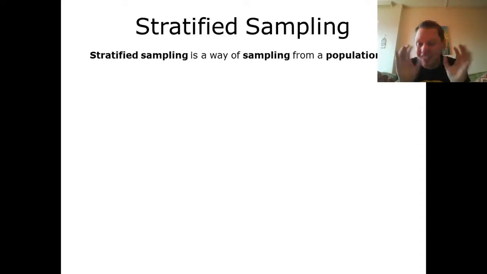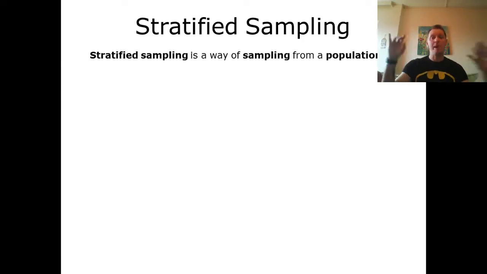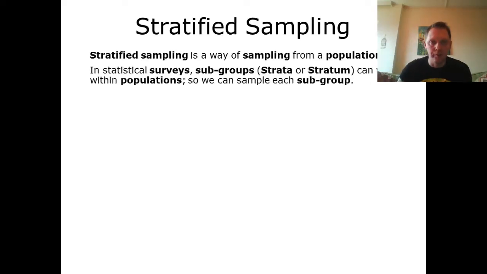So stratified sampling is just a way of being able to take our full group, or our population, and sample this group. What we're looking to do is, from our full group, take subgroups, or strata, or stratums, and then take proportions of each one of these groups to participate within our sample group.